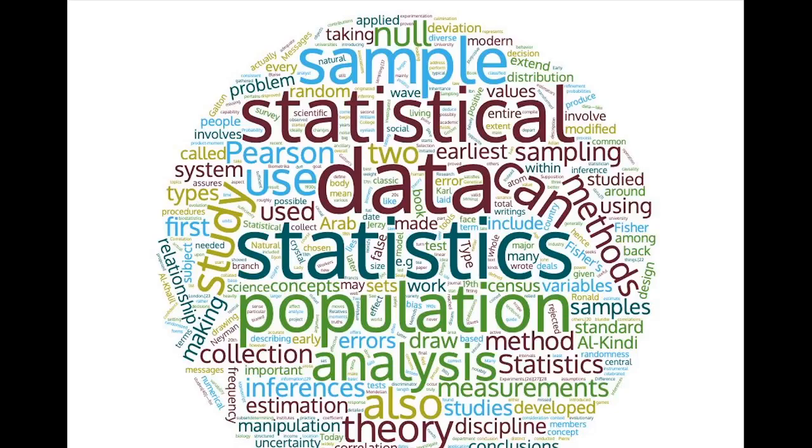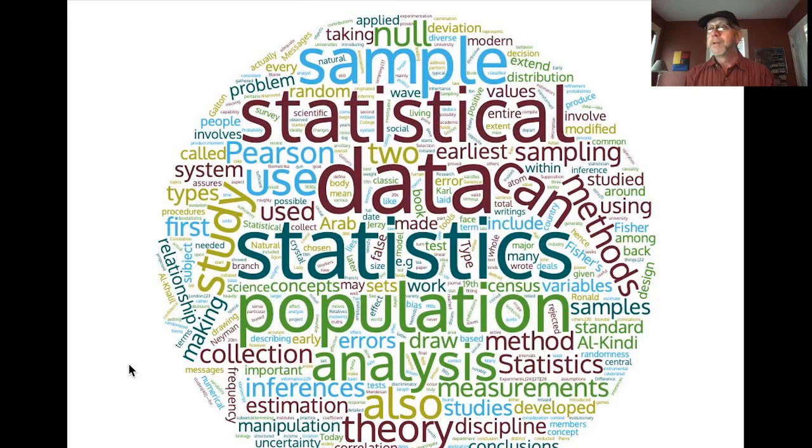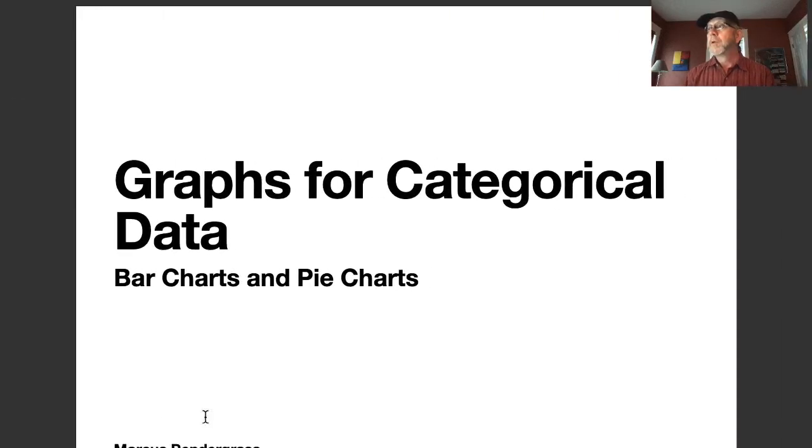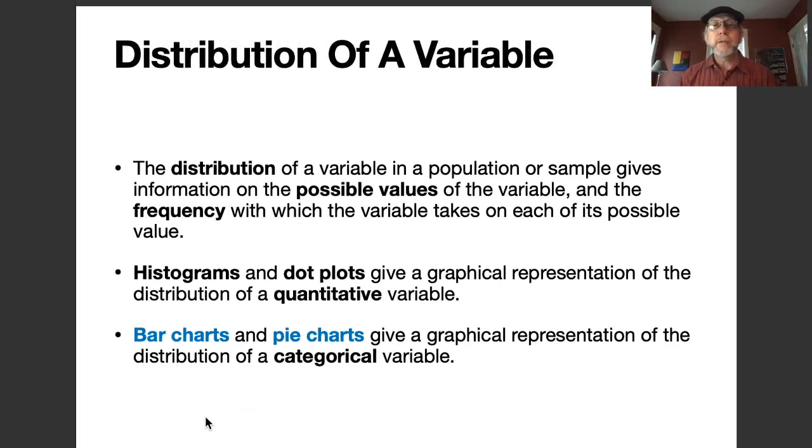Welcome back to statistics. In this video, we want to look at how we can understand categorical data using bar charts. So let's take a look. As we've seen, what we're interested in looking at a data set is the distribution of the variables in the data set. We've seen how histograms and dot plots can help us understand the distribution of a quantitative variable. Now we want to look at how bar charts and briefly pie charts can give a graphical representation of the distribution of a categorical variable.